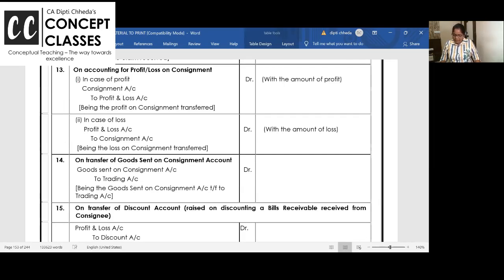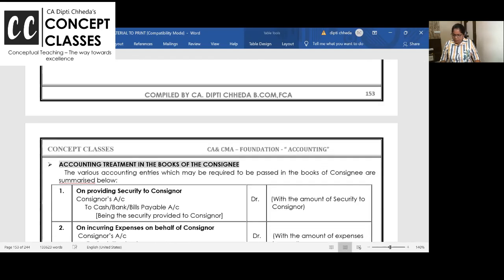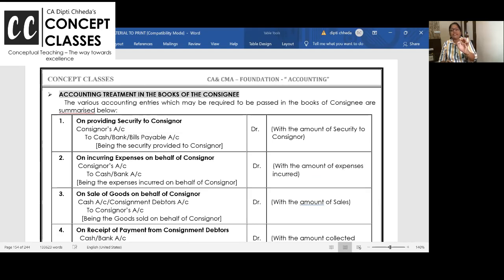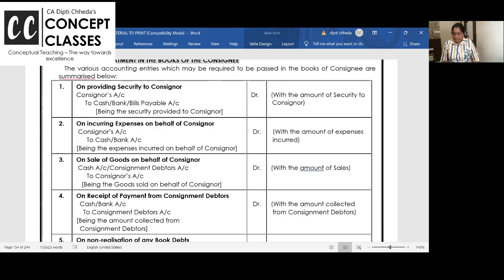Goods sent on consignment to trading account. Okay. And discount and all, it's routine. The consignee will first accept the bill. No entry is made when the consignee receives the goods and returns, because you are not the buyer. You will not record it. Only when bills payable you have accepted, record expenses incurred. So these are the expenses of the consignor.